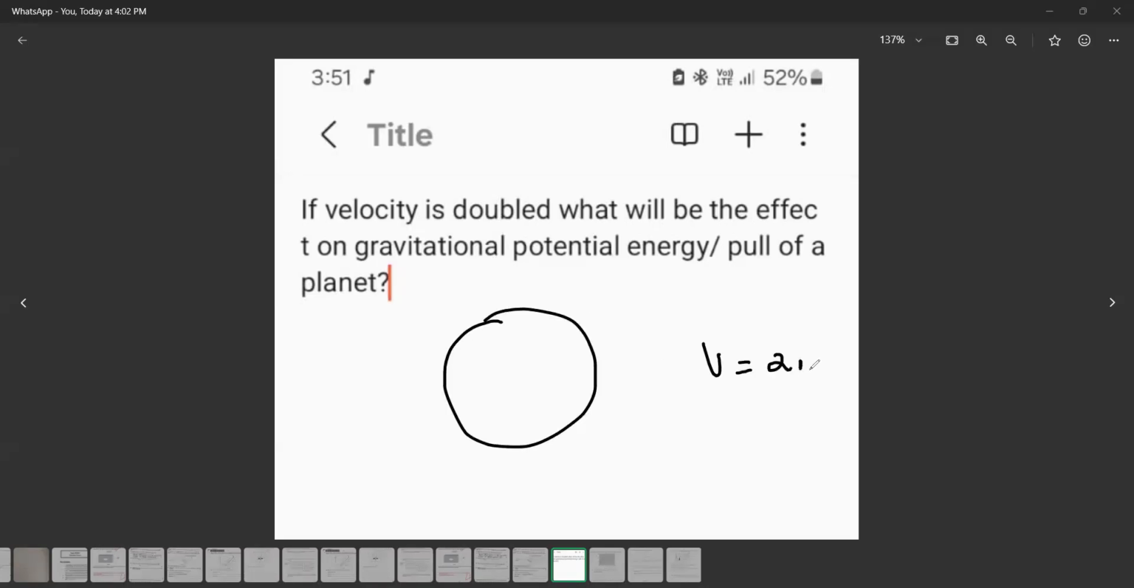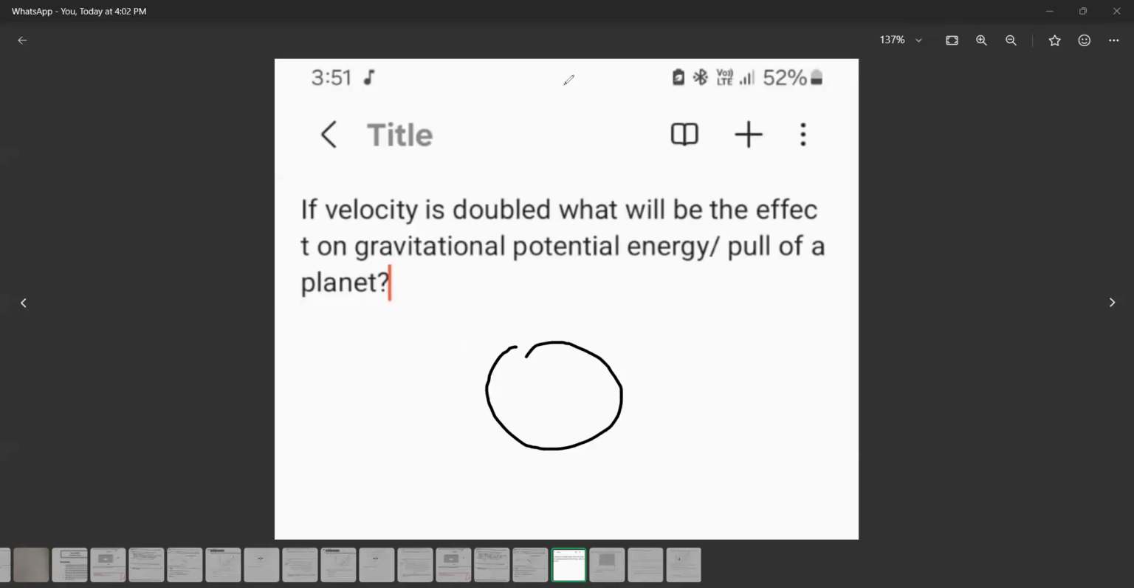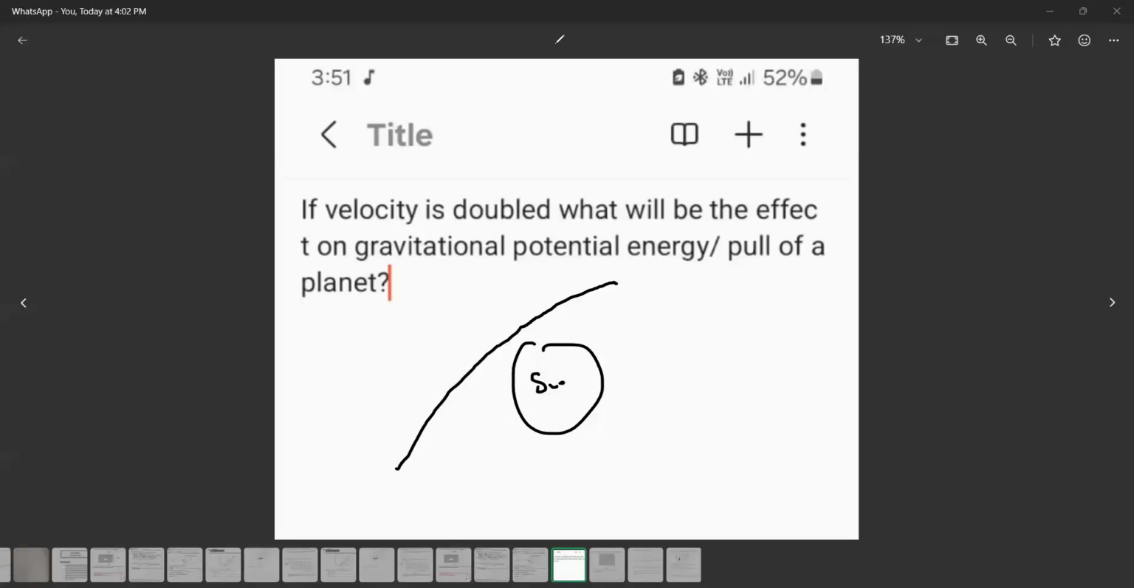V is equal to 2 pi. Look, what will happen if the velocity doubles? For a planet, we assume that the orbit is not circular, but elliptical. When it is closer to the sun, it is moving faster. For example, moving from position A to position B, the speed will increase. But from B to C, the speed will decrease. So if the speed is increasing, it means the kinetic energy is increasing. If the kinetic energy is increasing, it means the gravitational forces.